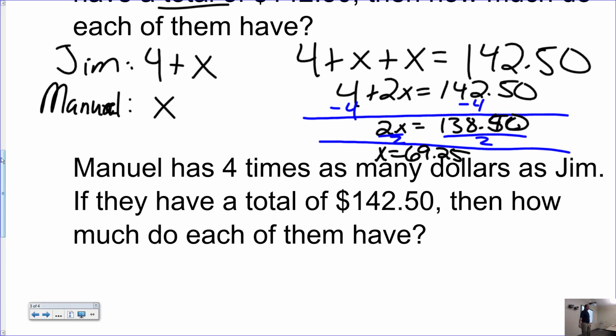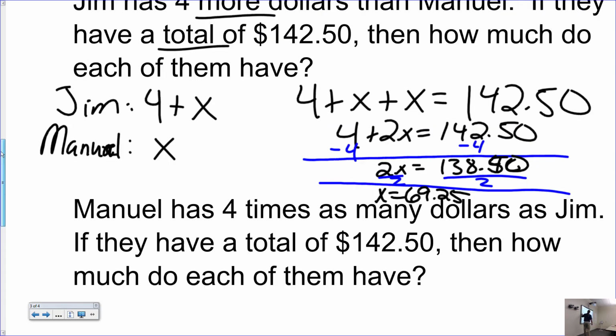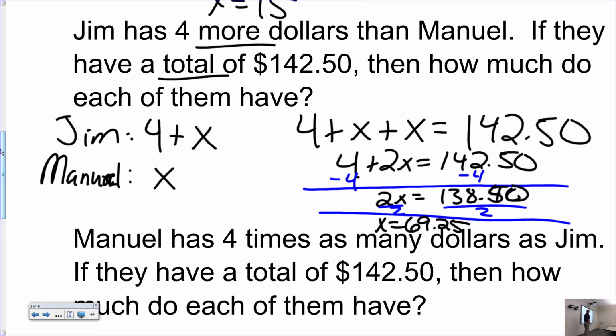Now, if you stopped right there and just told me that x is 69.25, what would I do to your paper? Put a big X. Yeah, I would probably put a little bit of an X on that one. Because what did the question ask? How much did each of them have? You only gave me one number, 69.25, and there's no label on it. I'm going to be pissy about that kind of stuff. I was not pissy about labels on the homework. On the tests, I will be. If you don't write dollar signs, it's going to cost you at least a point. And if I'm feeling a little bit peckish, it'll cost you 2.